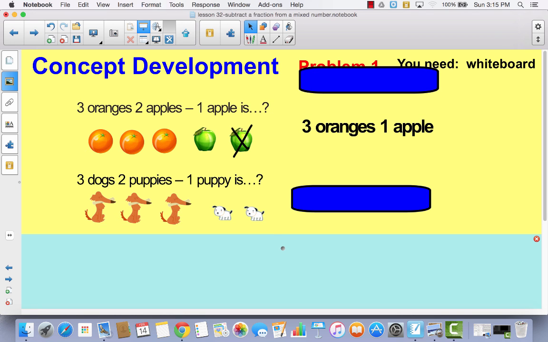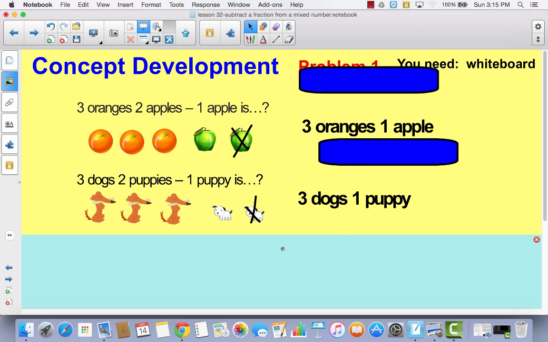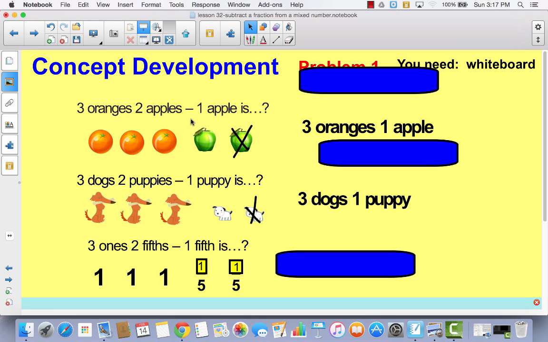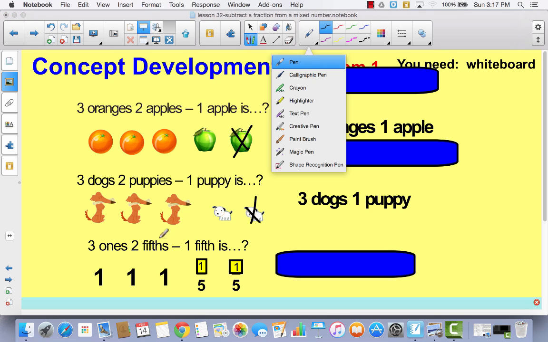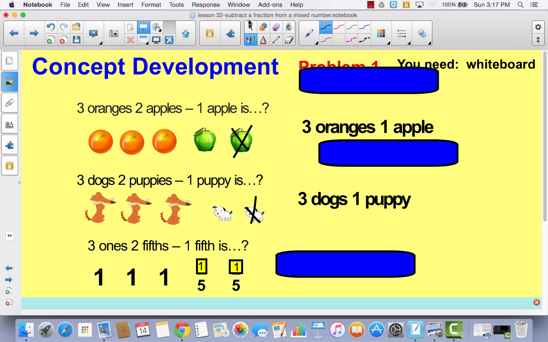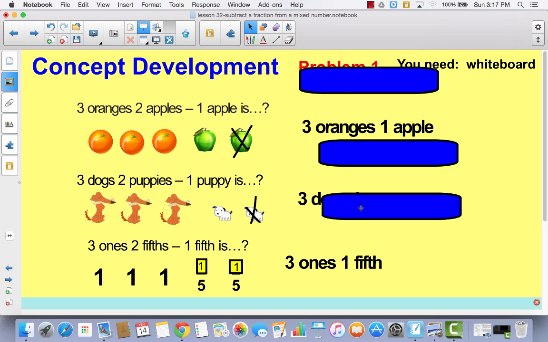All right, let's talk about this. If you had 3 dogs and 2 puppies, and you wanted to subtract 1 puppy, so we took away 1 puppy, what would you have left? 3 dogs and 1 puppy. All right, lastly, let's think about how this relates to numbers. If I have 3 ones and 2 fifths, and I want to subtract 1/5, what would I be left with? I would be left with 3 ones and 1/5.